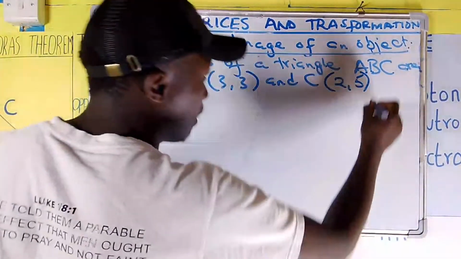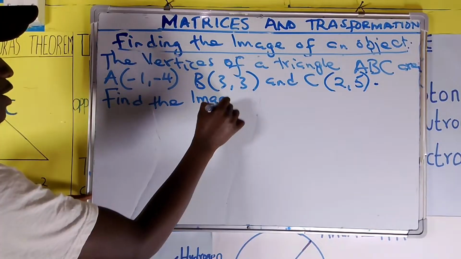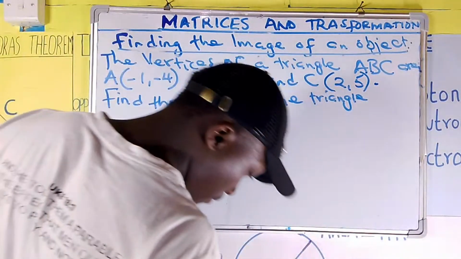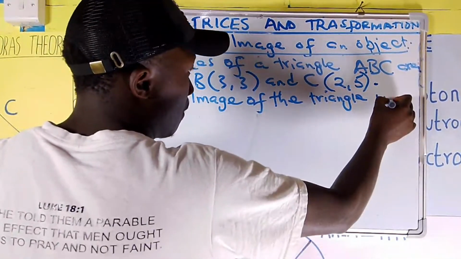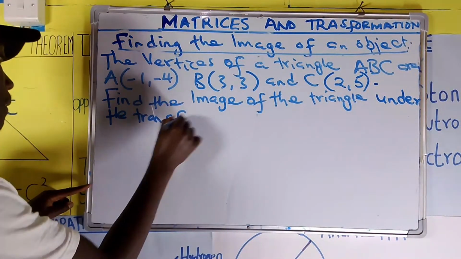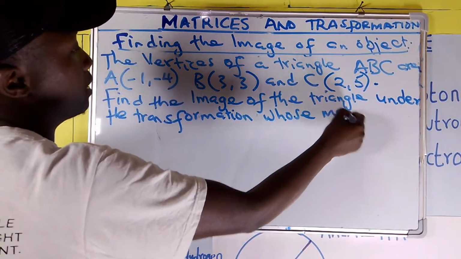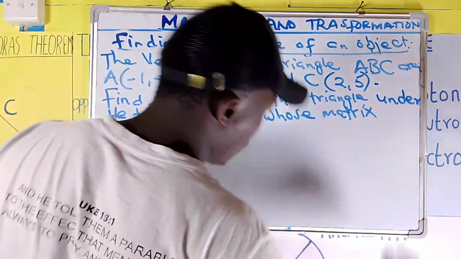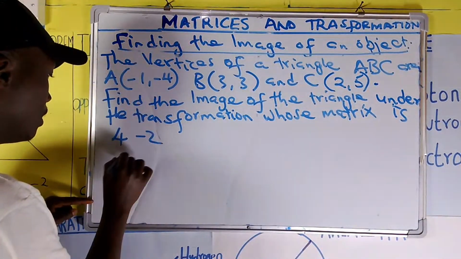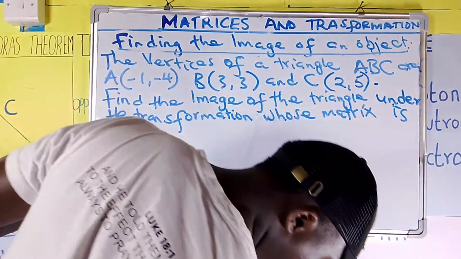Find the image of the triangle under the transformation whose matrix is 4, -2, 6, -3. That is the question. 3 marks.